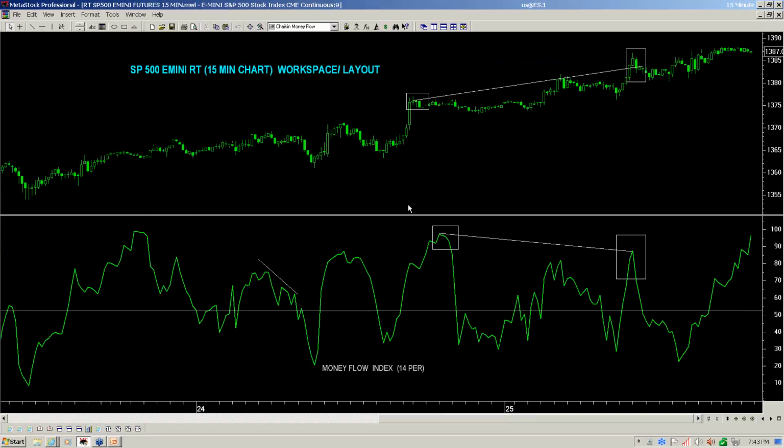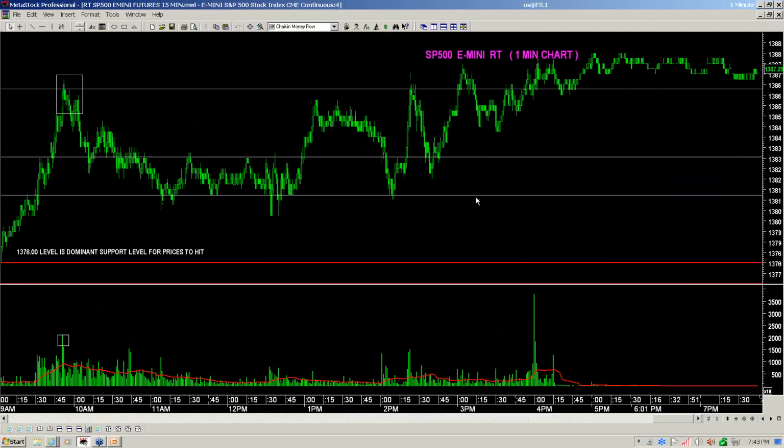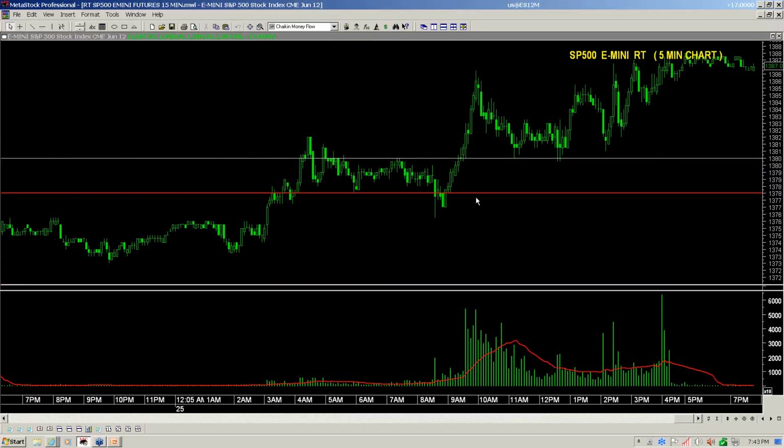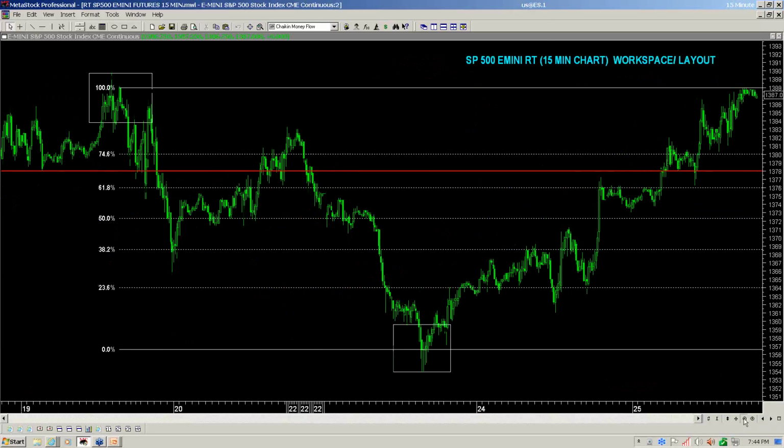So here we are on the 15-minute charts. And if we go right to our friend here, so they don't leave you out, the Fibonacci application on 15-minute charts.